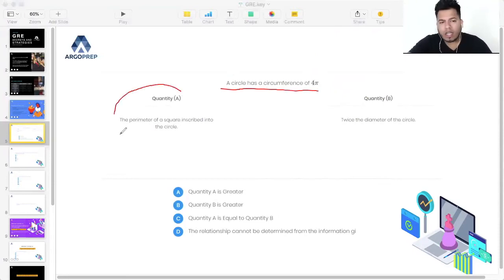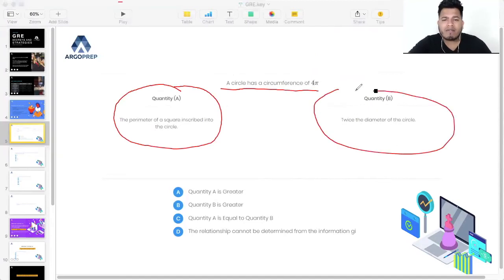And basically, a quantitative comparison question, all it is, you're comparing quantity A versus quantity B. That's all you are doing. Is quantity A greater in value? Is quantity B greater in value? Are they the same? Or perhaps we don't know, there's not enough information, or we're getting conflicting answers when we plug in different scenarios, and therefore the relationship cannot be determined.